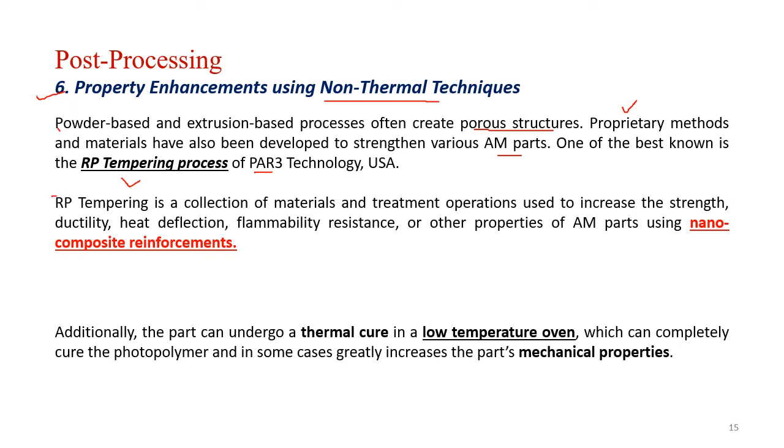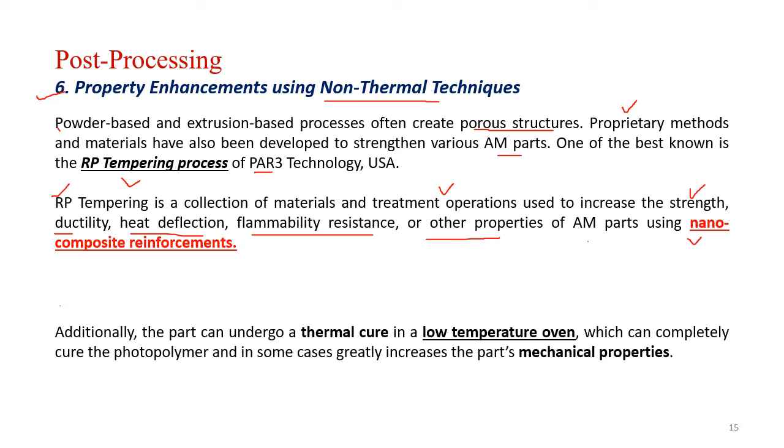RP tempering is a collection of materials and treatment operations used in increasing the strength, ductility, heat deflection, flammability resistance, and other properties of AM parts using a nanocomposite reinforcement. By reinforcing the porous particles with some nanocomposites, we are able to get these desired properties.